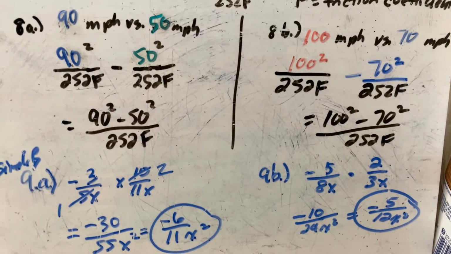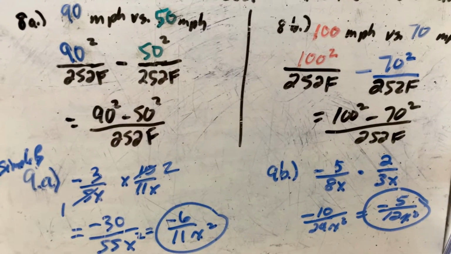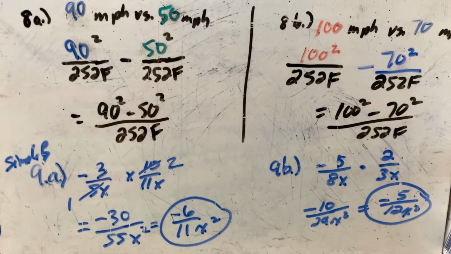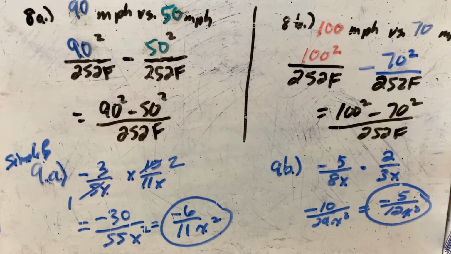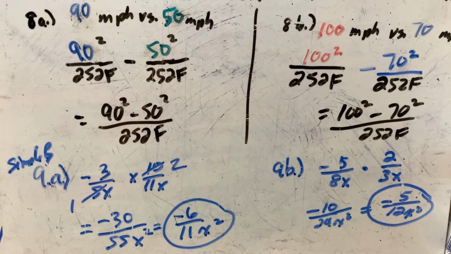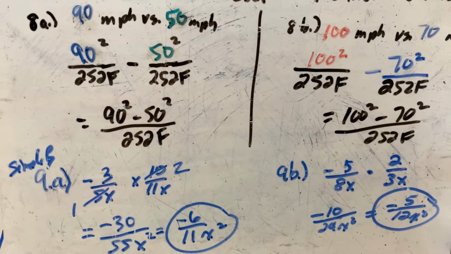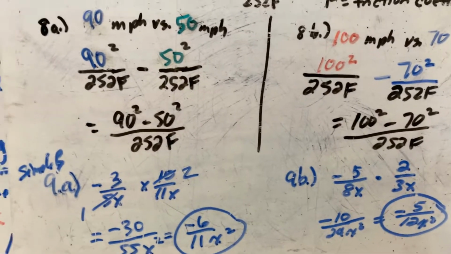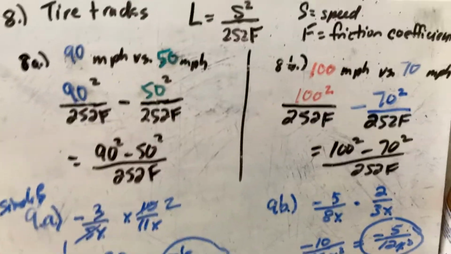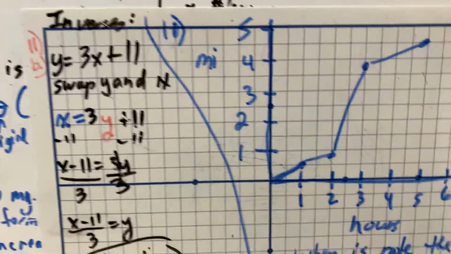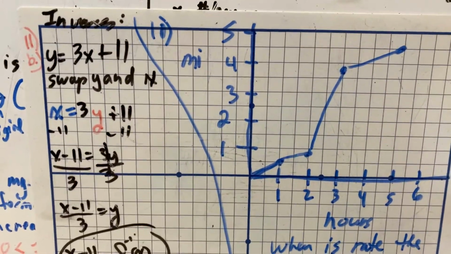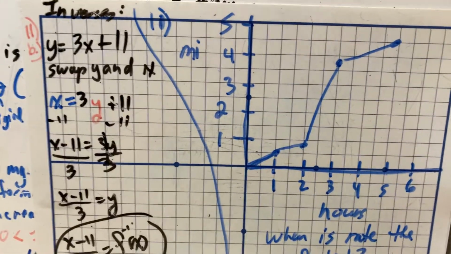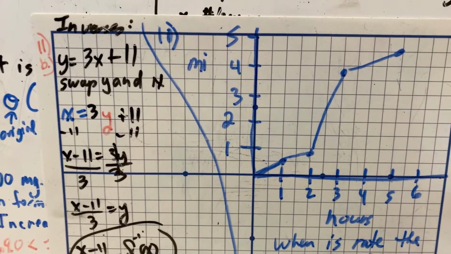9b is given negative 5 over 8x times 2 over 3x, and so you have negative 5 times 2 is negative 10, and 8 times 3 is 24, and x times x is x to the second. Again, that's going to reduce to negative 5 over 12x squared, and that is the solution to number 9. Please, while we're doing this, write your notes so that you can study for your exam.